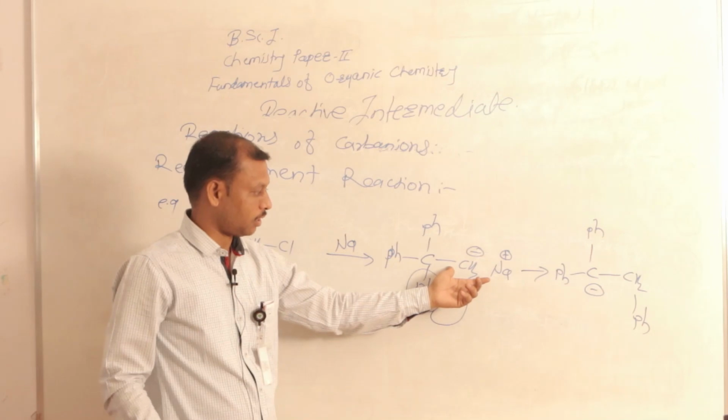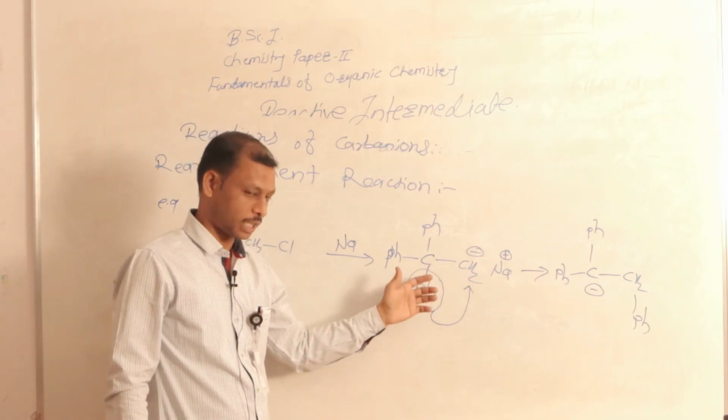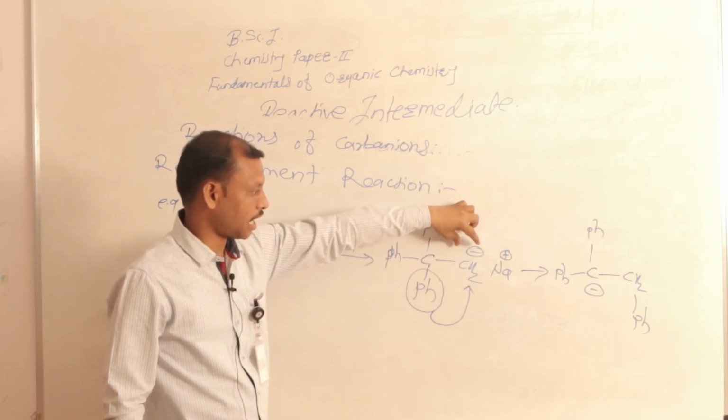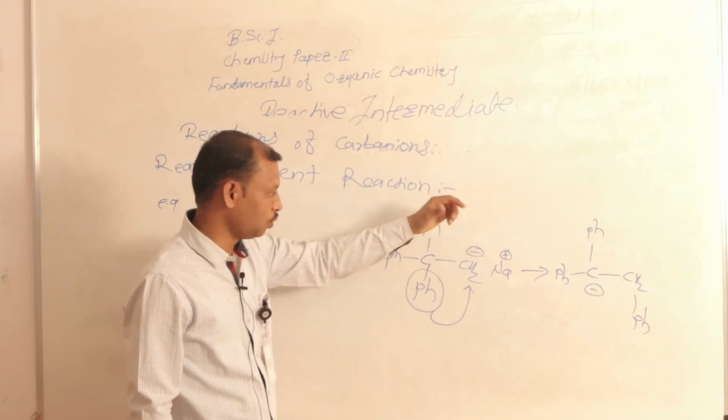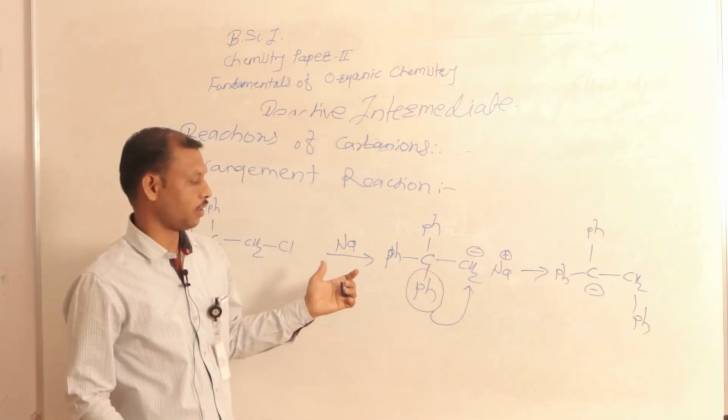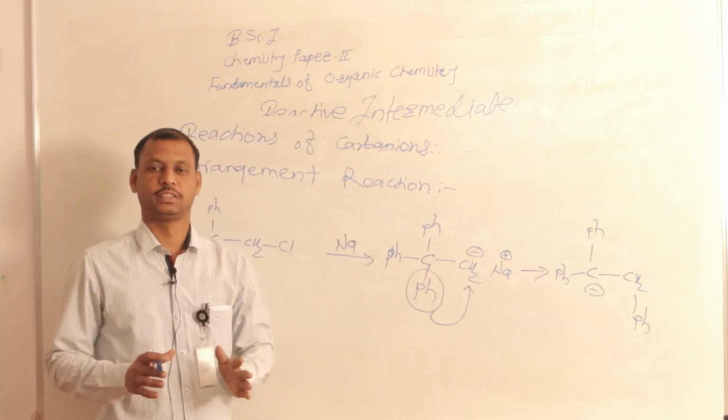In the rearrangement, in the next step, what happened? One of the phenyl groups has been shifted from that carbon to this carbon. Therefore, that carbanion is also shifted from this CH2 to C. This is called a rearrangement reaction. I hope you get this. Okay, thank you.